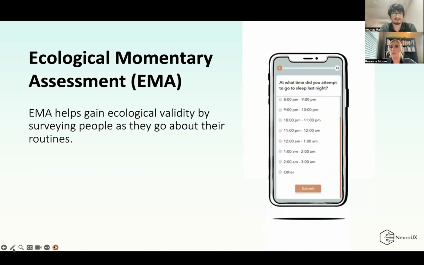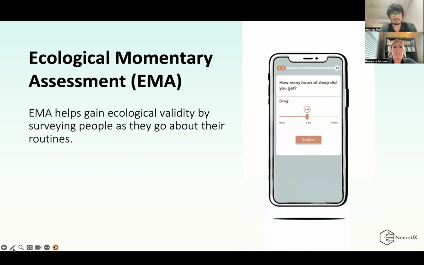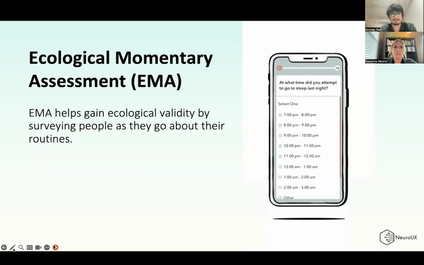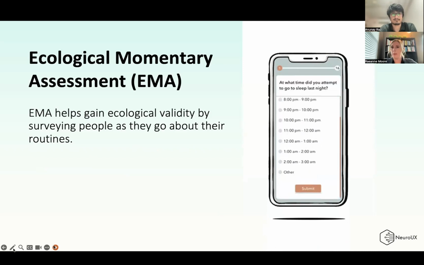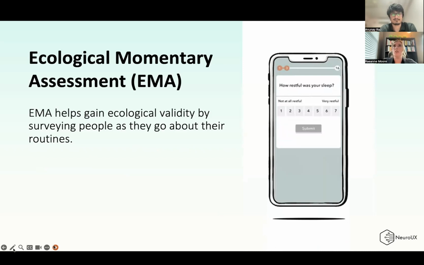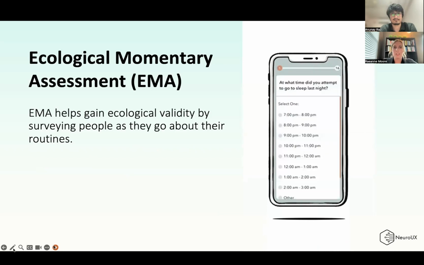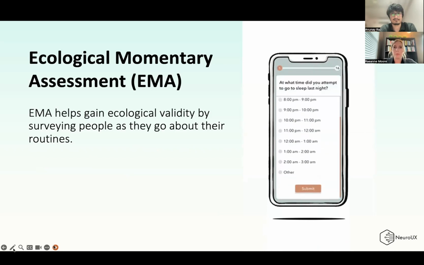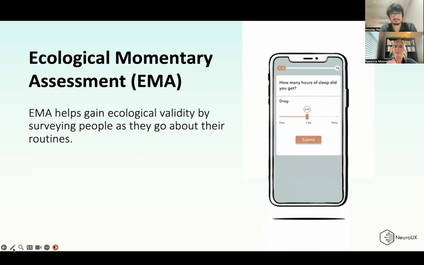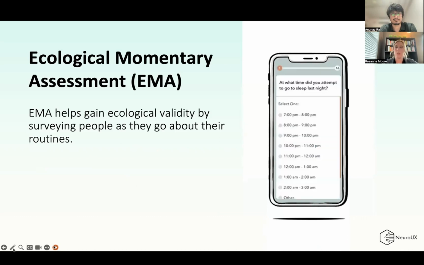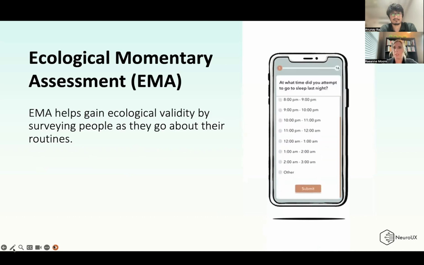So what is ecological momentary assessment? It is a way to gain ecological validity by surveying people as they go about their daily routines. So traditionally, ecological momentary assessment surveys are brief surveys that are just quick response choices and that people can complete them in 1 to 3 minutes.